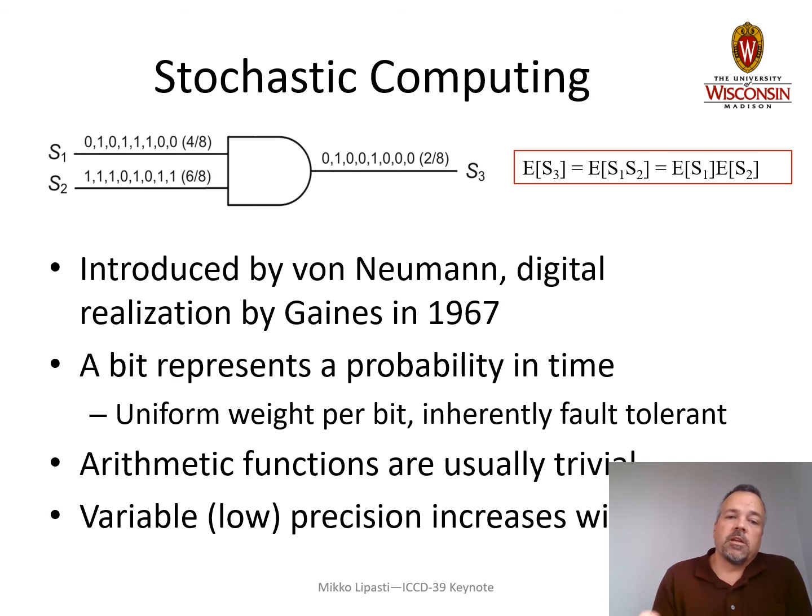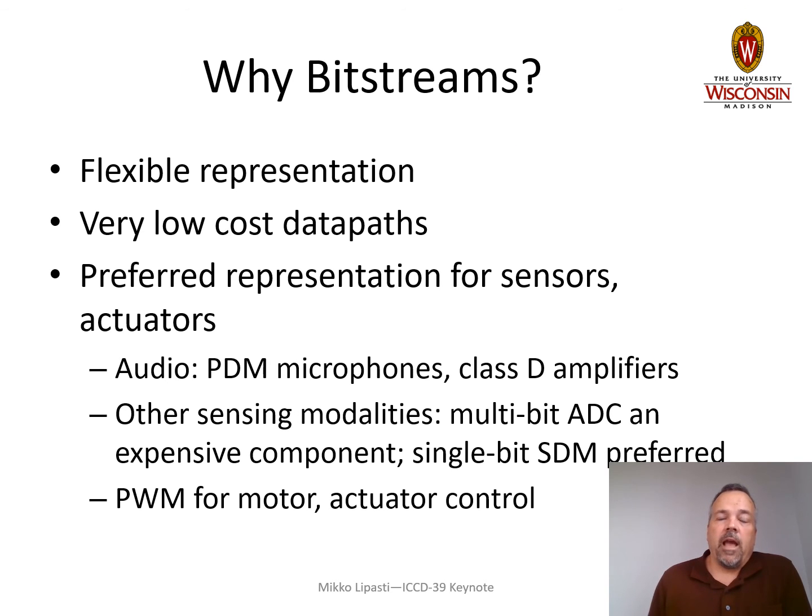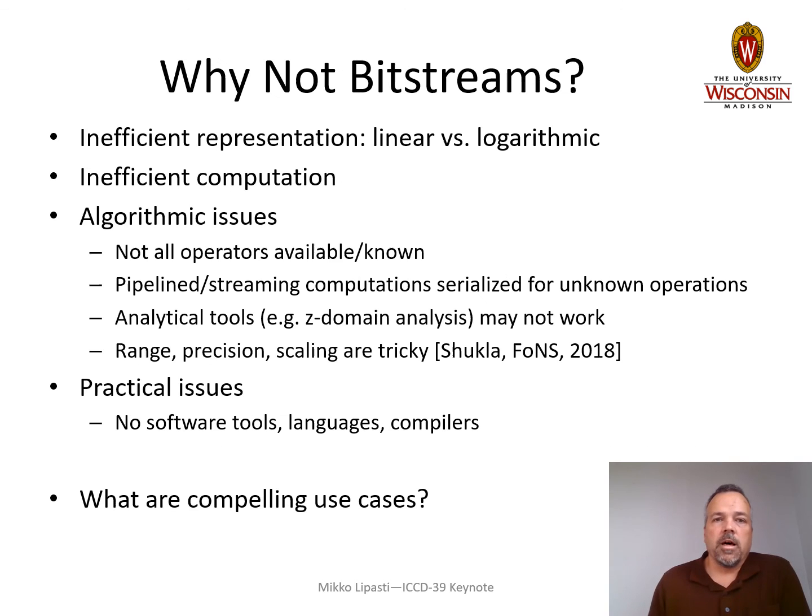So this is an approach that maps nicely if your underlying data is already represented in this bit stream format. This got us interested in thinking about ways to do this, and the reasons why are pretty obvious. It's a very flexible representation. The data paths are very low cost; a multiplier, for example, is just a single AND gate. And again, it's the preferred representation for sensors and even actuators in many embedded contexts.